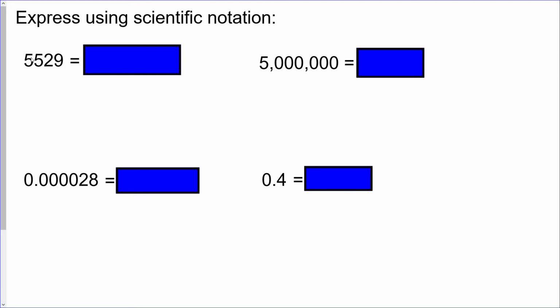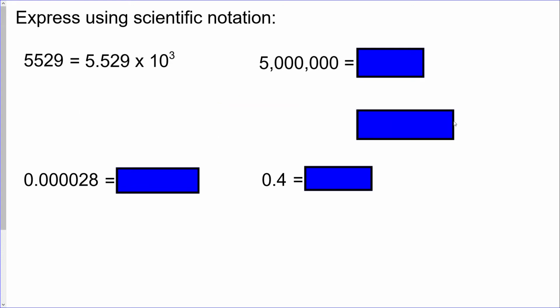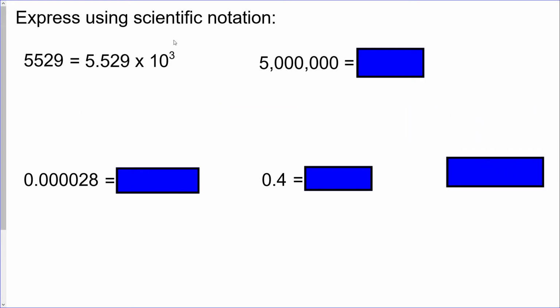Okay, so the first one here, we're moving the decimal place 1, 2, 3 spots to the left. So that means we're doing 5.529 times 10 to the exponent 3. Another way to think about that exponent is that if you were to take 10 to the exponent 3, that's the number 1,000, and simply multiply 5.529 times 1,000, you would get back to your original number.